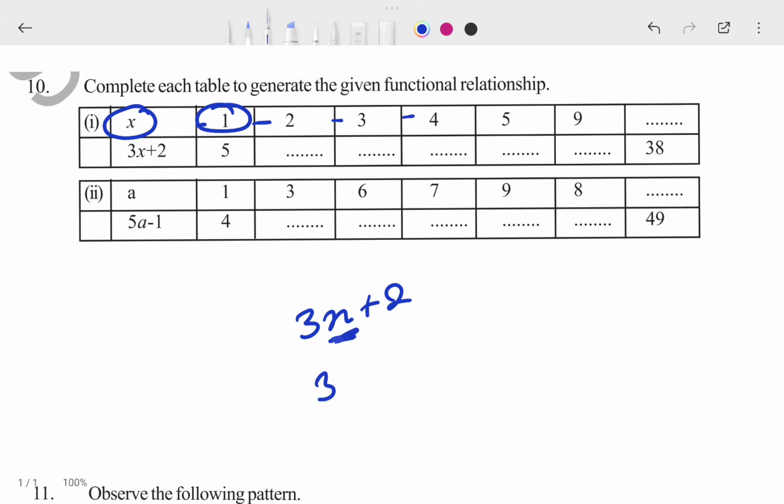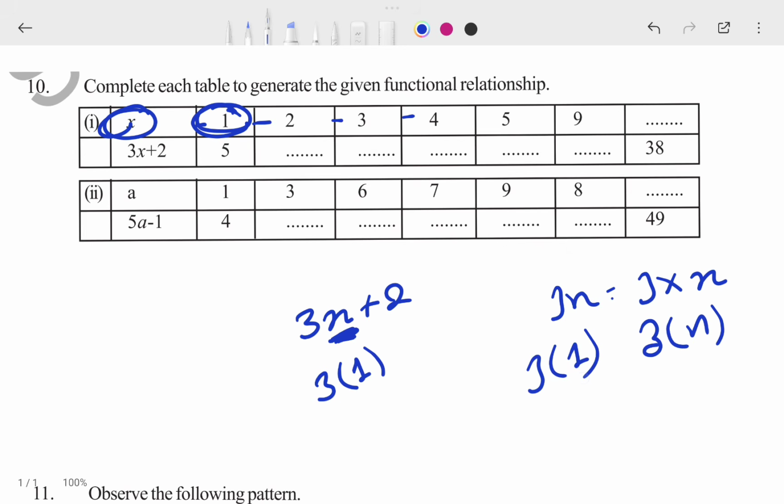In place of x, the values given are 1, 2, 3, 4, 5. So what is the x value? 1. So we will assume the x value is 1, and we will put it like that. Why am I putting it in brackets? Because it is multiplication only. 3x means 3 into x only. You can write it like that also, I already told you. Putting the bracket means that this is going to be multiplied.